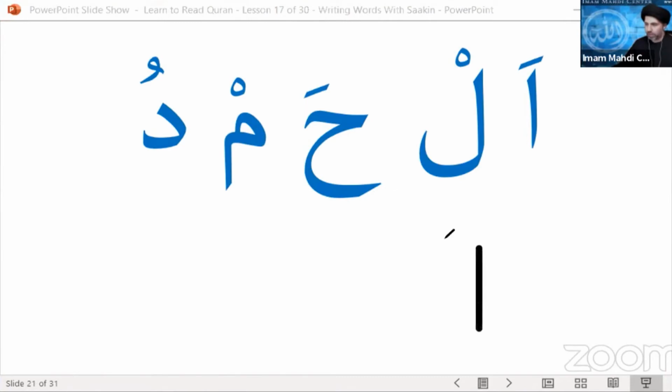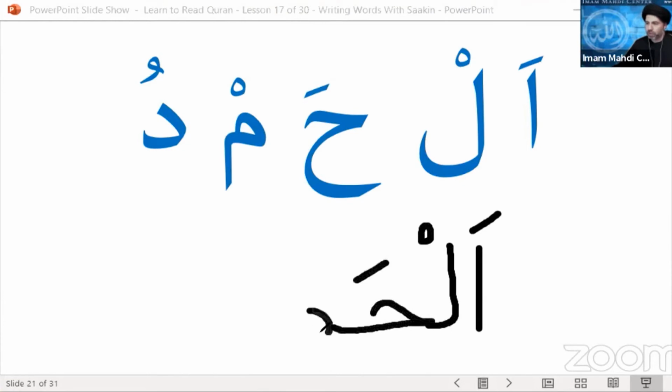You write the alif, and the alif here has a fatha, and you leave a space after the alif because it doesn't connect on its left. So we write the lowercase lam with its saakin. So this is pronounced al. Now we write the second syllable. Lowercase ha with its fatha, and then lowercase mim with the saakin. So this is pronounced ham, and then the dal at the end with its dhamma, which is pronounced du. So this is al hamdu. Alhamdu.